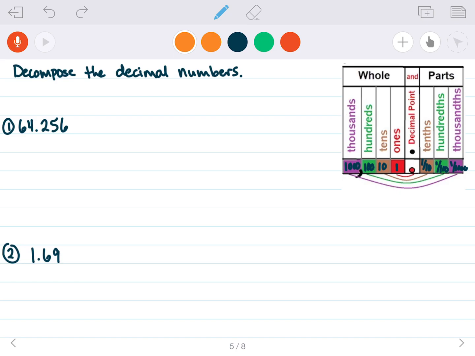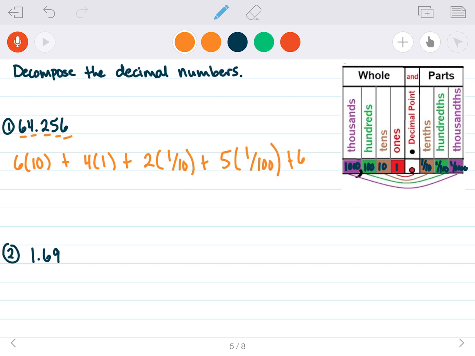Well, we have 6 in the tens place, so this is 6 times 10, plus 4 in the ones place, so this is 4 times 1, plus 2 in the tenths place, this is 2 times 1 out of 10, plus 5 in the hundredths place, so this is 5 times 1 out of 100, plus 6 in the thousandths place, so this is 6 times 1 out of 1,000. So that is how we can decompose that number.